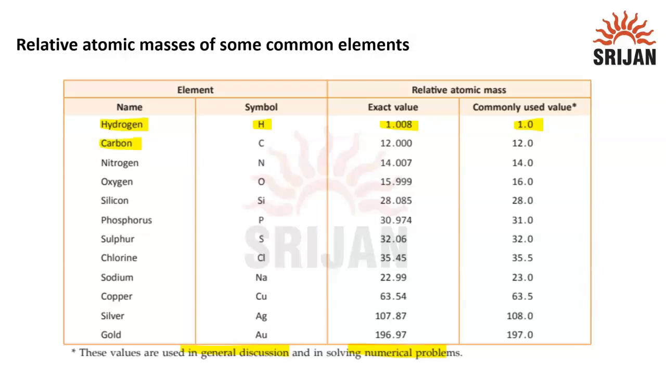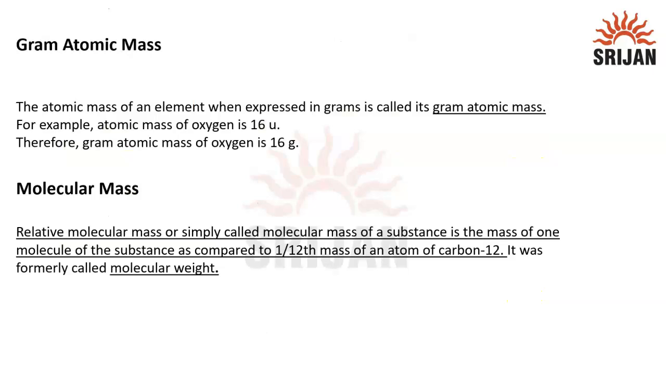Then for carbon, its exact value is 12, and we also use 12. For nitrogen it is 14.007, but we will use 16. Then finally for oxygen we will use 16, for silicon 28, for phosphorus 31, for sulfur 32, and then for chlorine we will use 35.5, sodium is 23, copper is 63.5, and silver is 108, and then finally gold is 197.0. Gram atomic mass. Now what do we mean by gram atomic mass?